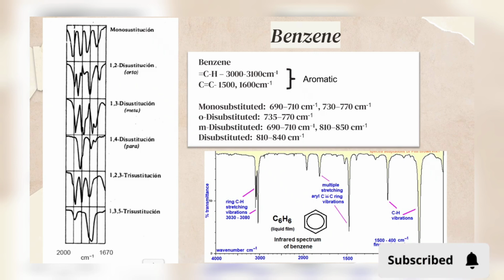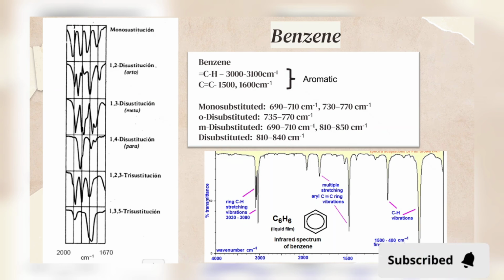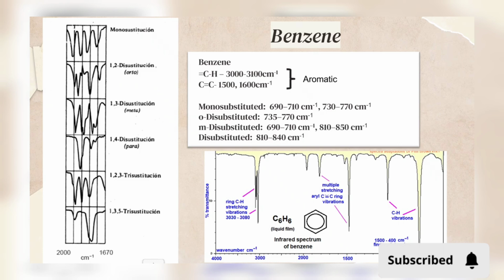For ortho-disubstituted, a sharp peak at 735 to 770 per centimeter. Two groups next to each other? This confirms it. For meta-disubstituted, peaks at 690 to 710 per centimeter, and 810 to 850 per centimeter. Lastly, for para-disubstituted benzene, peaks at 810 to 840 per centimeter. A broader region. Great for identifying multiple substitutions. These fingerprint regions help you easily identify the substitution patterns on the benzene ring.